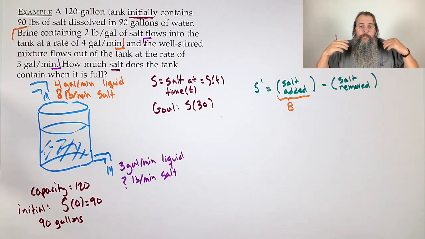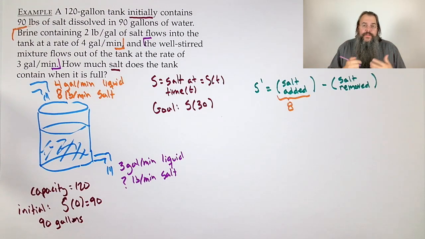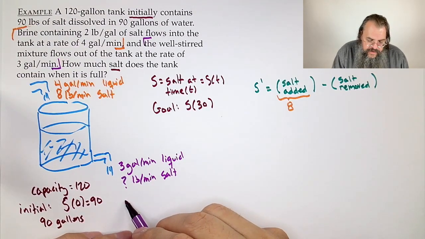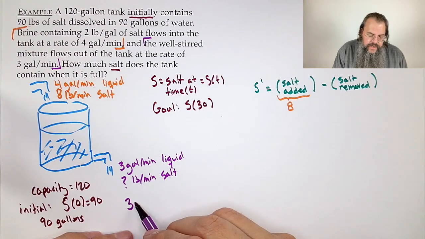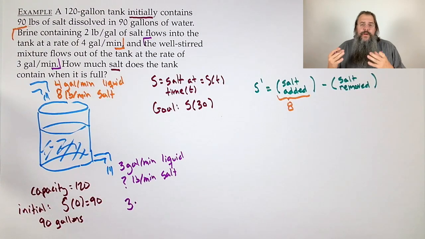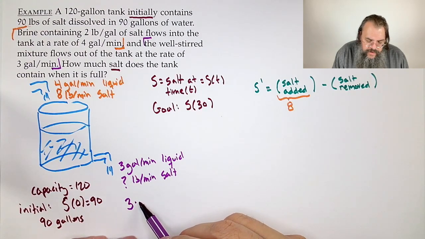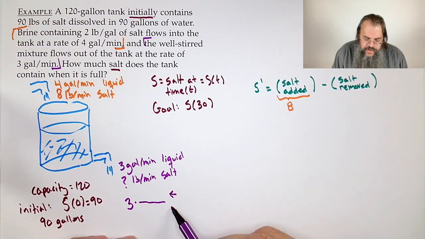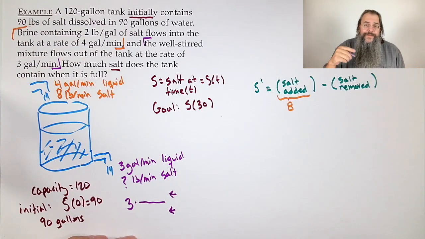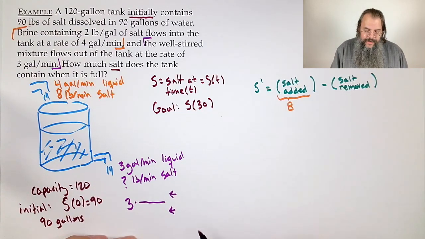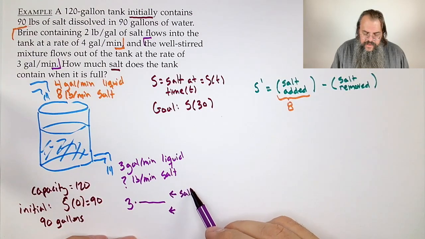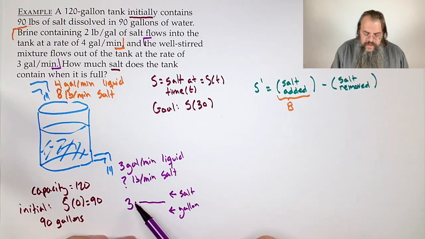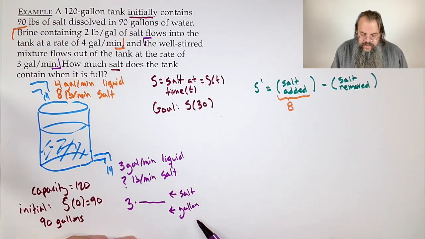We know the amount of liquid that's going out: 3 gallons leave at any given time. Now we need to figure out how much salt there is per gallon. We look at the ratio, which is measuring the concentration: how much salt per gallon is there. If you have 3 gallons per minute and multiply by salt divided by gallons, you'll see the gallons cancel, and what it becomes is how much salt is leaving.